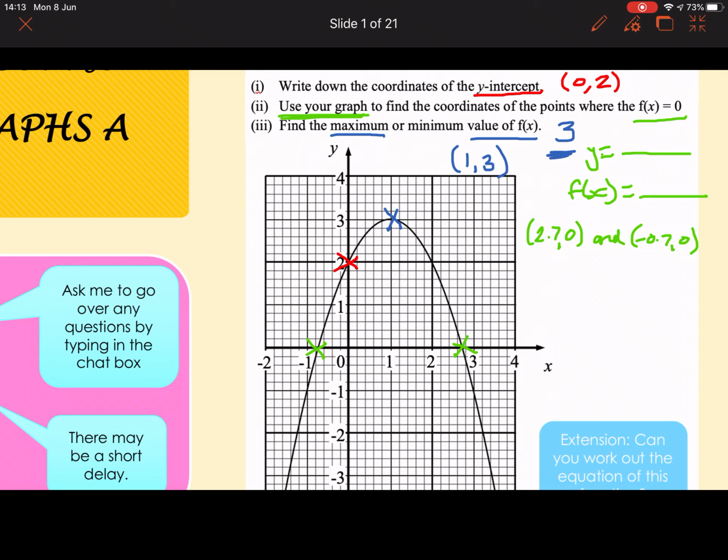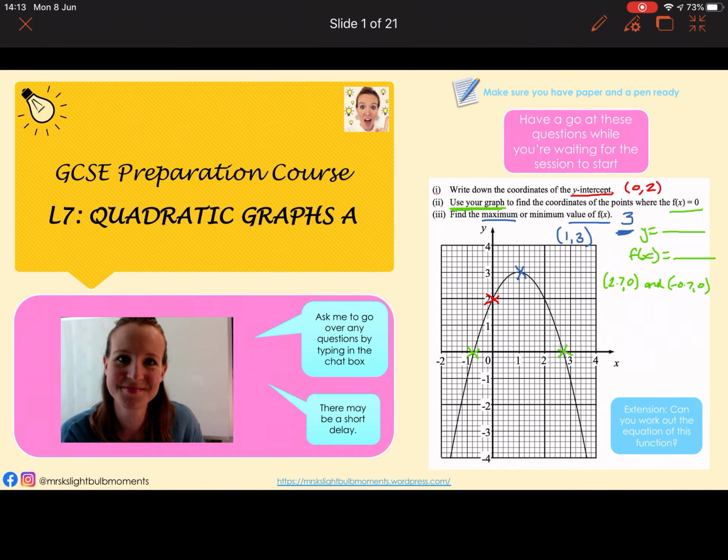All right, so well done if we've got those. It's just again a quick recap of some of that graph terminology. If anyone tried the extension, I'm going to put the answer up there. So we should have got minus x squared plus 2x plus 2. So you could have had y equals that or f of x equals that.